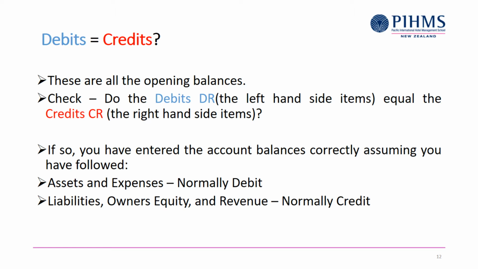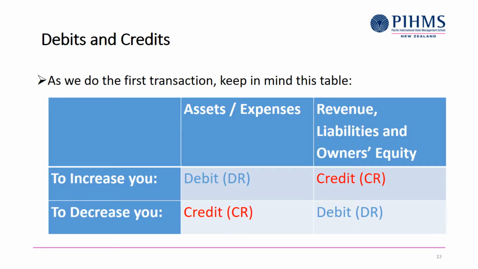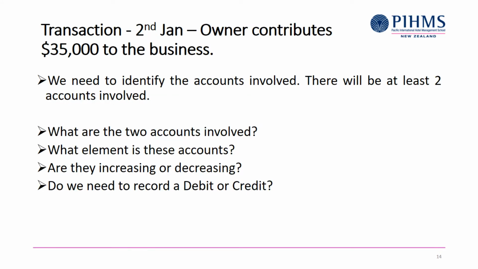So assets and expenses are normally debit. Liabilities, owner's equity, revenue, they're normally credit. Got the debit and credit table up there. We're going to be using that now for the transactions. So, transaction number 1, 2nd of January, the owner contributes another $35,000 to the business. We need to identify the 2 accounts involved. So, what are the 2 accounts involved? Which of the elements are these? Are they increasing or decreasing? And are they a debit or credit?